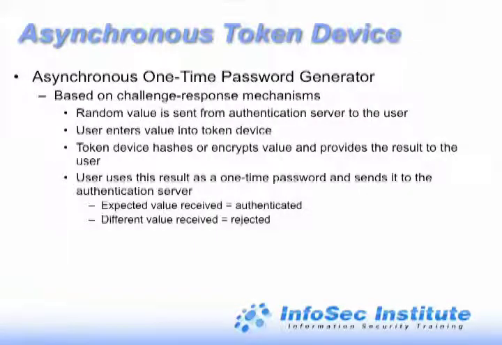Okay, asynchronous one-time password generators. Based on a challenge response mechanism. Random value is set in the authentication server for the user. User enters the value into the token device. The token device hashes or encrypts the value and provides the results to the user. User then uses the result as a one-time password and sends it to the authentication server.